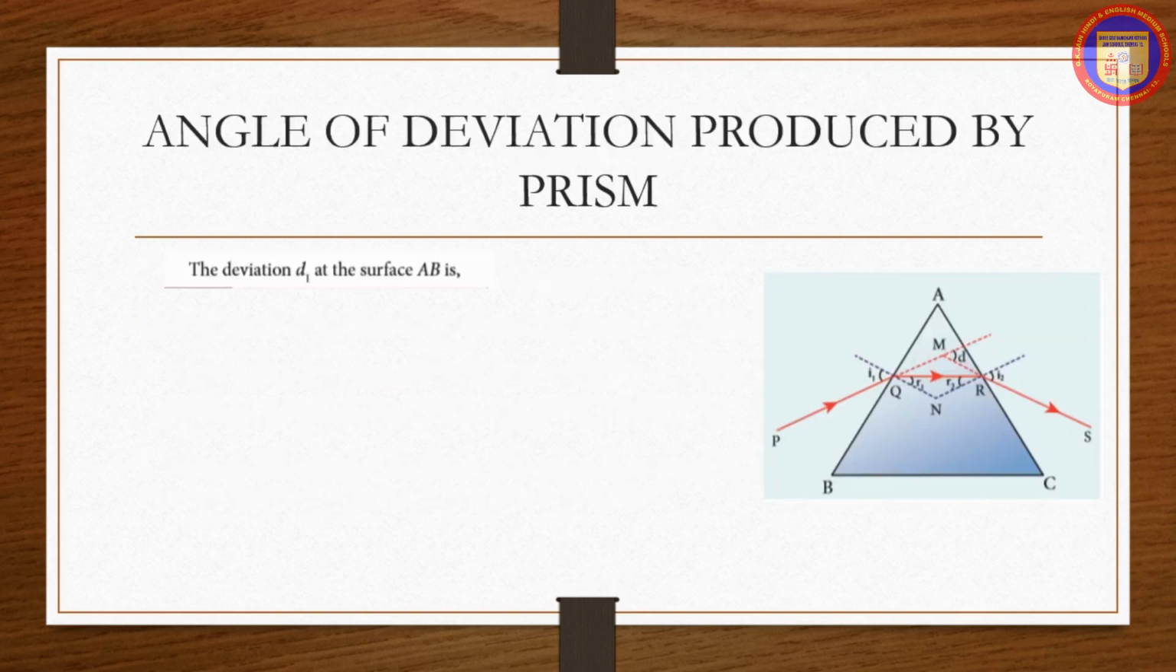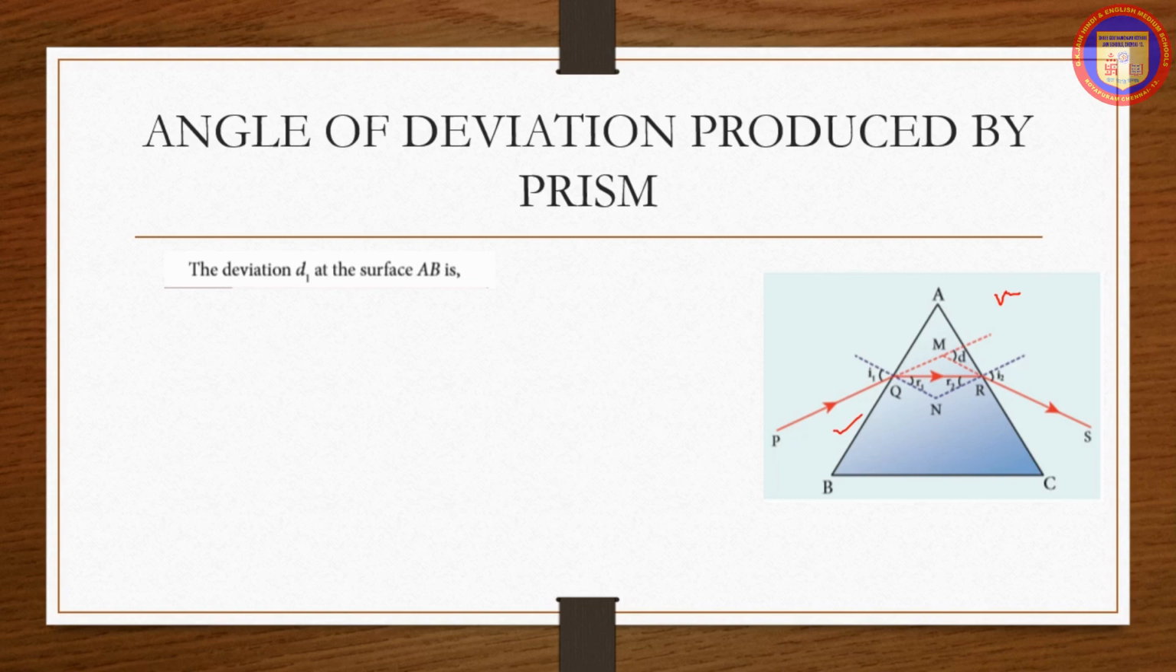Next is angle of deviation produced by prism. Here the diagram shows a ray of light PQ incident on one of the refracting faces of the prism. The angle of incidence and refraction at the first face AB are I1 and R1. When moving through the prism, the ray moves in a straight line. The path of the ray inside the prism is QR.